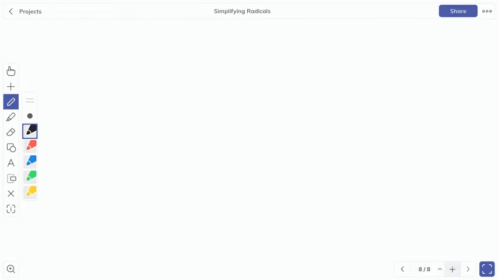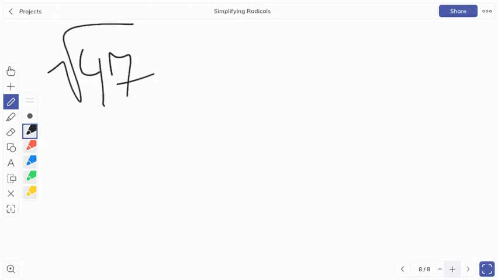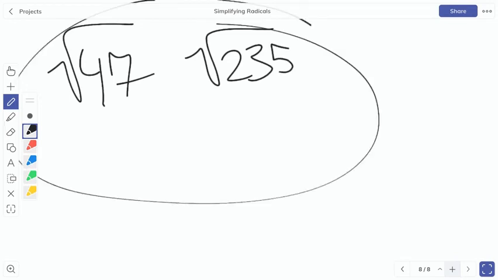Other type of radicals are simplest form radicals. These are radicals that are already in simplest form. Some of them include the square root of 47 and the square root of 235. These radicals are already in the simplest form they can be.